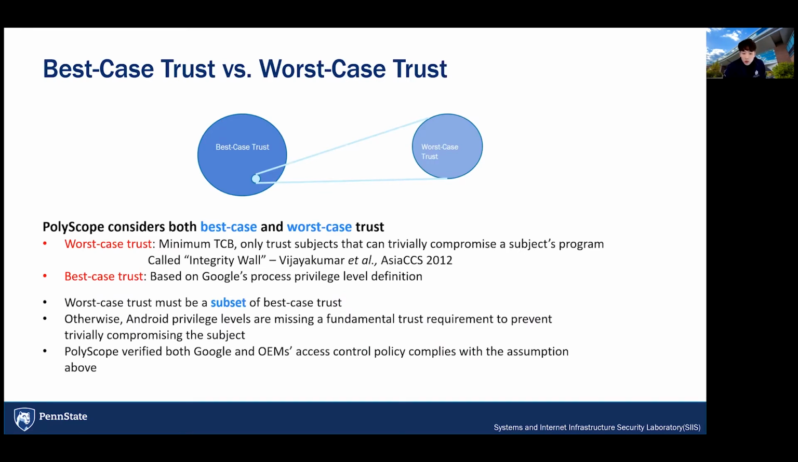In PolyScope's trust model, we consider both worst-case trust and best-case trust. Worst-case trust is where a subject must trust other subjects that can trivially compromise it. And best-case trust, we construct based on Google's process privilege levels. Under our definition, we expect worst-case trust must be a subset of best-case trust. Otherwise, the privilege level definitions are missing a fundamental trust requirement to prevent trivially compromising a subject. We are able to verify that both Google's and OEMs' policies comply with our assumptions.